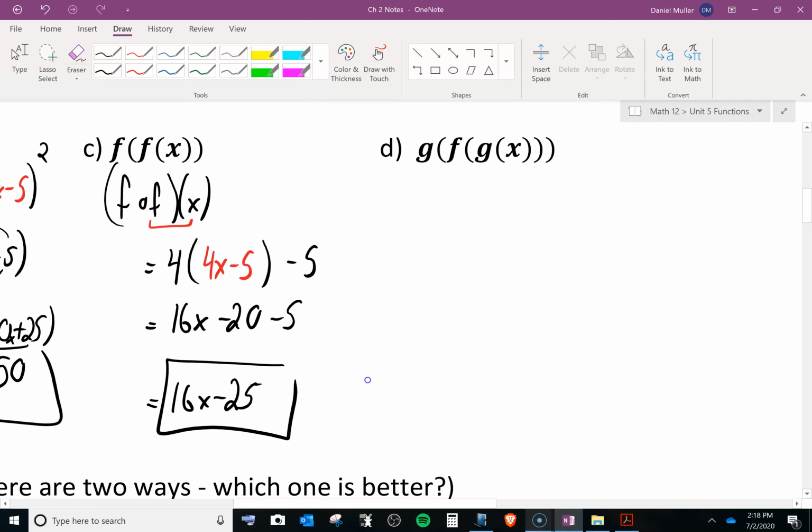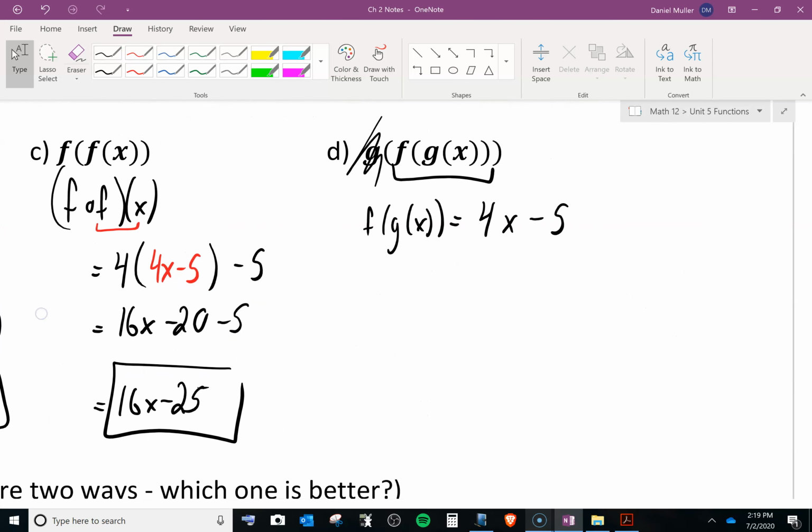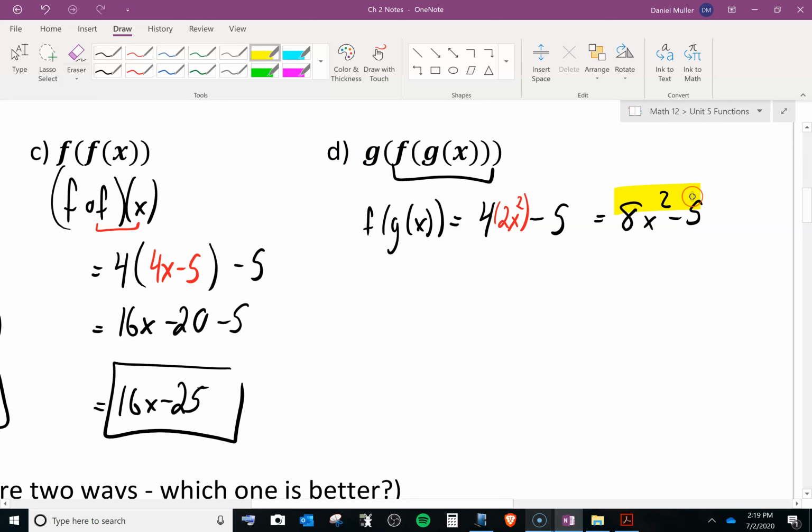And then there's this one, g of f of g. So sometimes it's nice just to work with that part. So f of g. So let's just ignore this part for a moment. So let's just write f of g of x. So that is take f, 4x minus 5, and input g. And I forgot what g was. G was 2x squared. So you end up getting 4 times 2 is 8, and then an x squared minus 5. So that is 8x squared minus 5 is all of this.